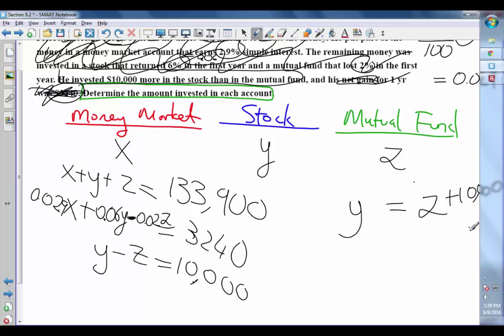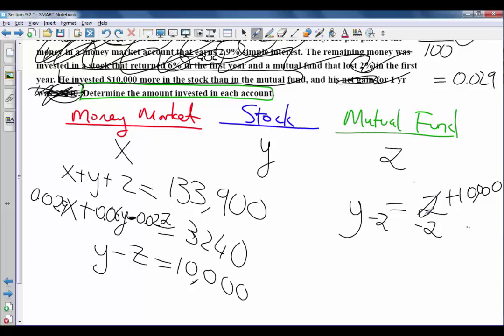But why do I like this one better? All the variables are on the same side. Yes, all the variables are on the left. If I start with the other one, I will bring Z to the left anyway because I want everything in standard form. Y minus Z equals 10,000 is better. Any questions?